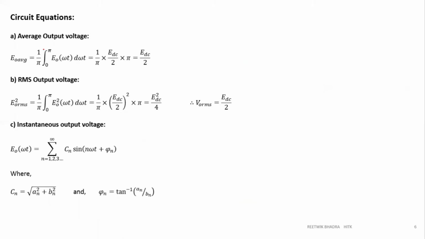If you do it by the normal method, 1 by pi integration 0 to pi, or 1 by T by 2 integration 0 to T by 2, E naught d omega t, you will get EDC by 2 only. Or directly you can write the average value is EDC by 2. Similarly, if you calculate your RMS, you will get EDC by 2. Generally you should remember the form factor of a square wave is always 1. So E naught average and E naught RMS will always be equal to the magnitude of the square wave.